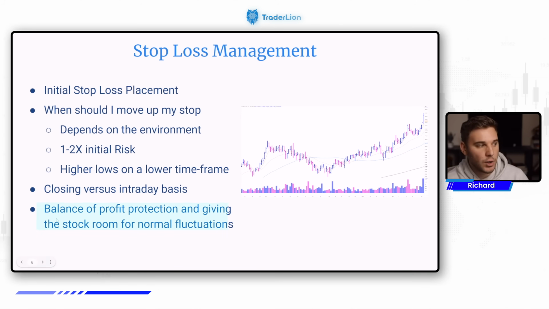Basically, the overall goal is to balance profit protection and also at the same time giving the stock room for normal fluctuations. And normal fluctuations, that's a kind of key phrase here. We want to avoid abnormal action where the stock reverses hard on larger volume than the breakout. That's basically a red flag, and we'll go into that, I believe, in just 2 slides here.